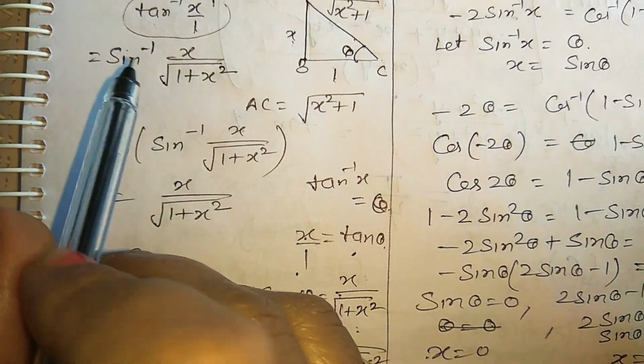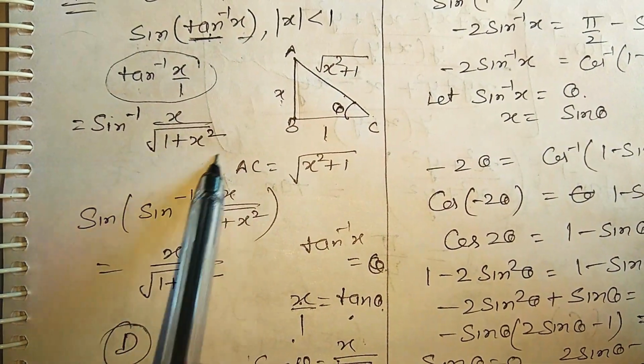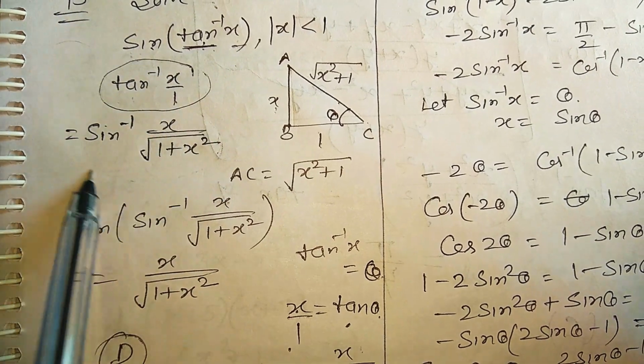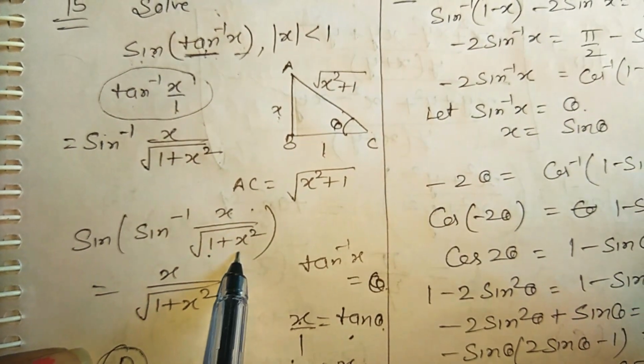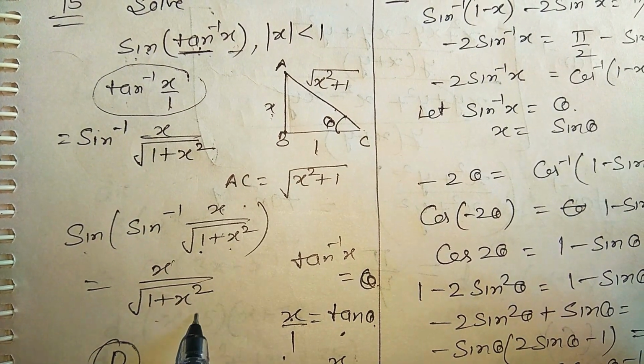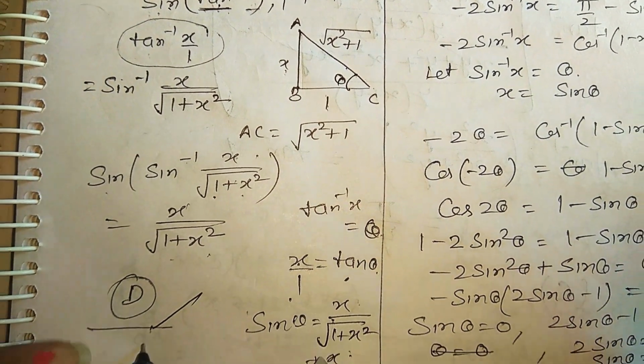So in this case, tangent inverse x we can write as sin inverse x upon square root of 1 plus x square. Okay. So sin of sin inverse x upon square root of 1 plus x square will be x upon square root of 1 plus x square. So D part is correct.